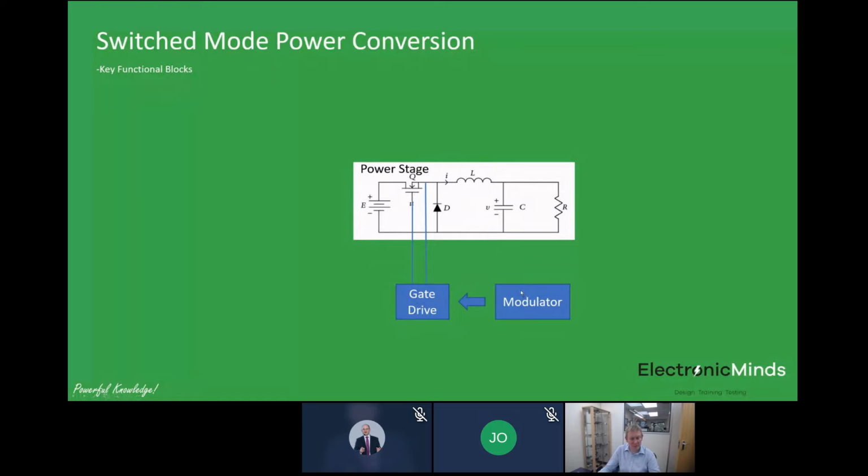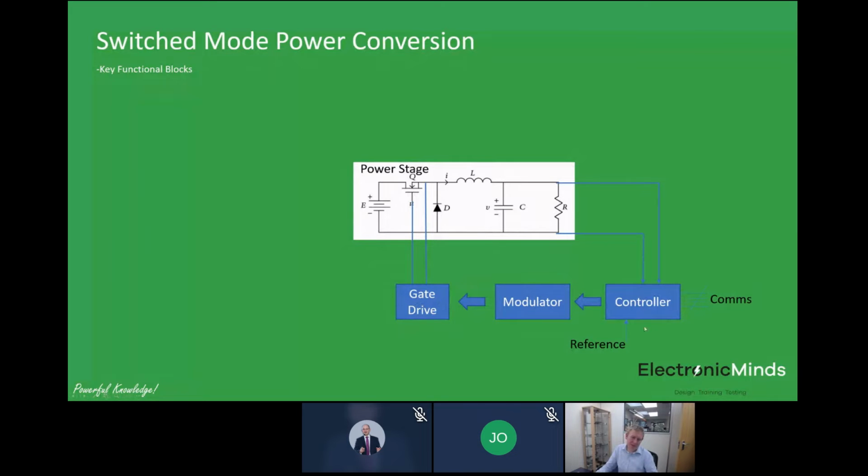One of the most common is pulse width modulation, which I've got a slide in a moment to talk about. In a pulse width modulation system, we run the device at a constant switching frequency, and we just change the on to off time of the switch to give you a variable duty cycle, and that's how we control it. But there are others as well.